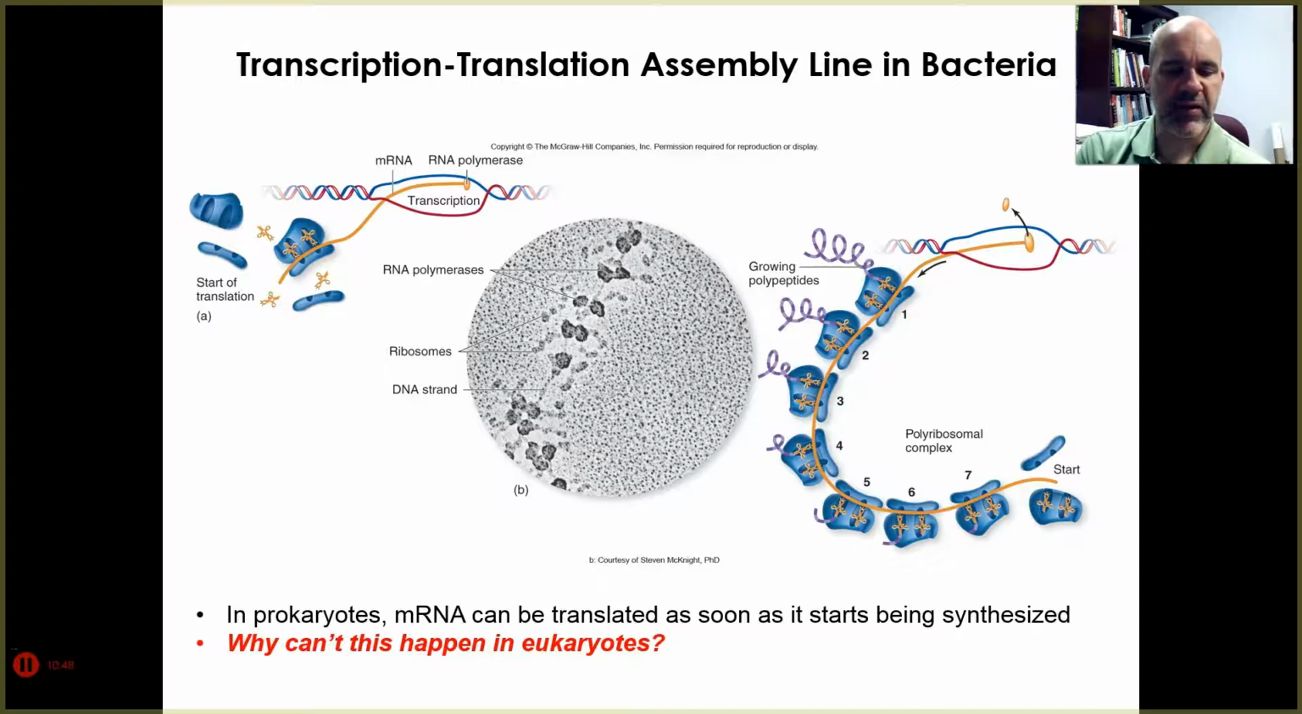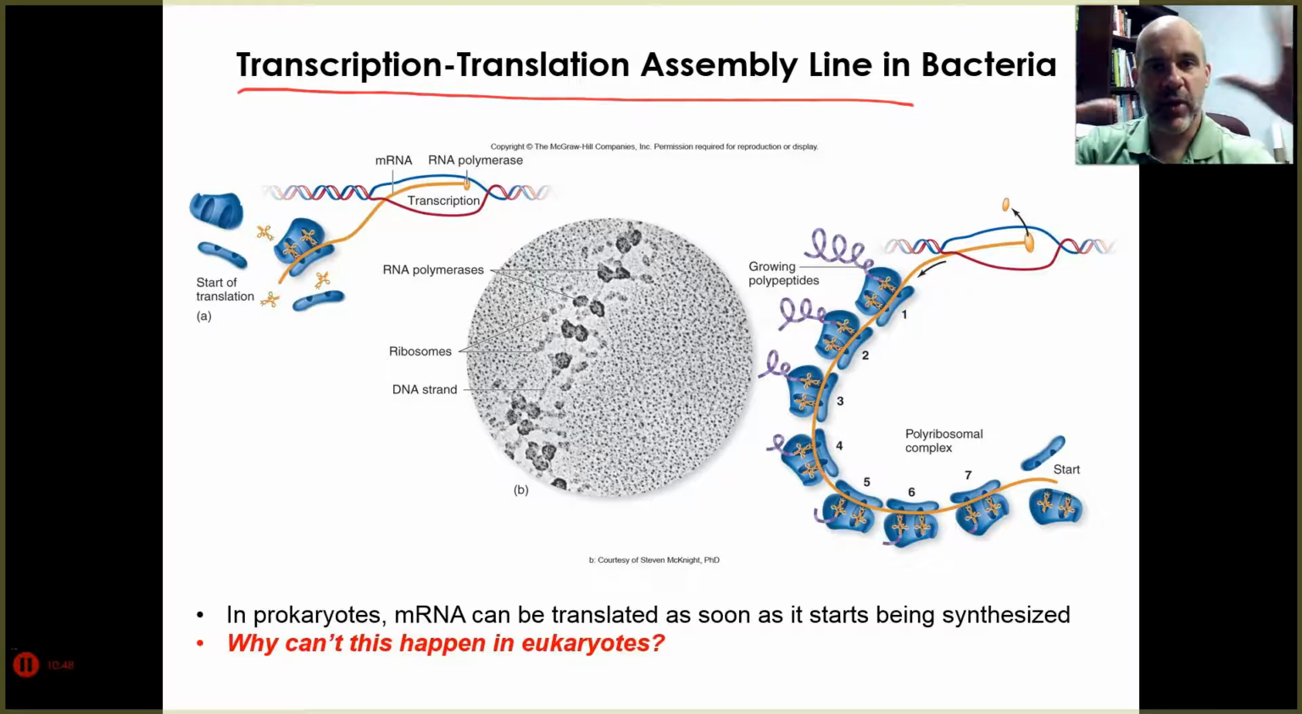Okay, this diagram from your textbook is showing you something that can happen in bacteria. It's basically a transcription translation assembly line. What this is showing us is that in bacteria, you don't have a nucleus. In eukaryotes, you do. So if you're a eukaryotic cell like the cells in our body, where's transcription taking place? Transcription is taking place in the nucleus. Translation occurs in the cytoplasm outside the nucleus. So transcription and translation are physically separated by the nuclear envelope or the nuclear membrane in a eukaryotic cell.